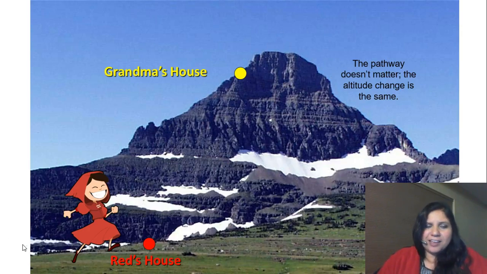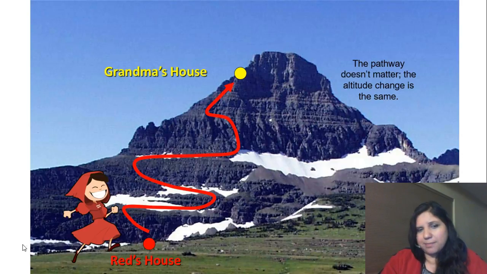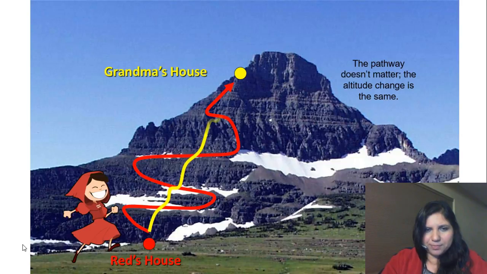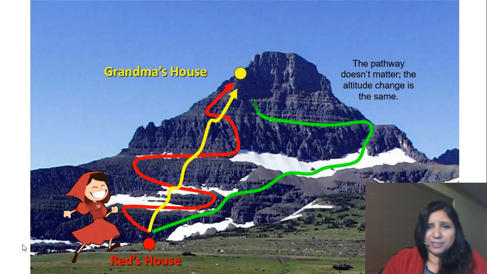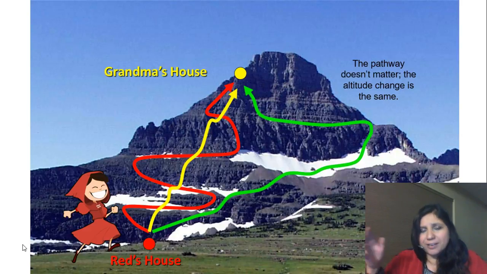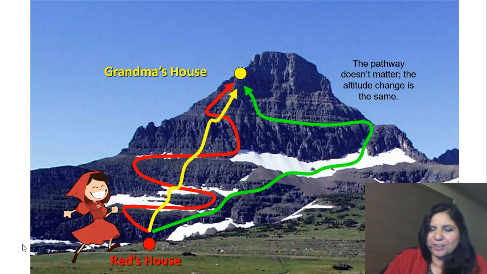All right, so let's say here's Red. She's going to Grandma's house. Doesn't matter how she gets to Grandma's house, just as long as she gets there. So she could take this path, a little zigzag path, and then a steep climb at the top. She could do a really steep climb, go straight up, it's the shortest distance, or she could take the path I would probably take. Actually, I would not be climbing this mountain, which is a gradual climb. And so it doesn't matter which path she takes as long as she gets to Grandma's house.